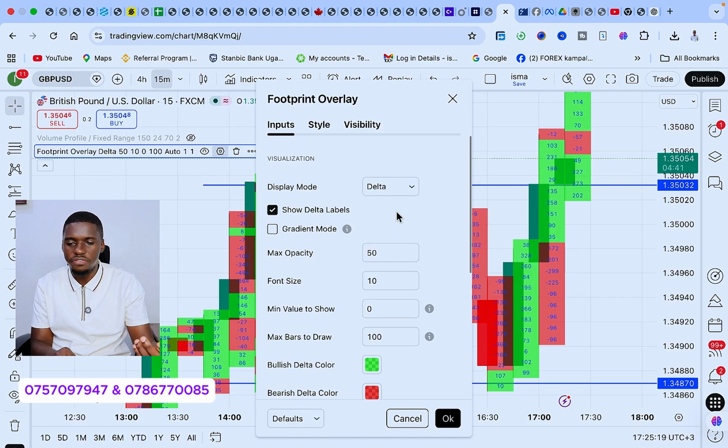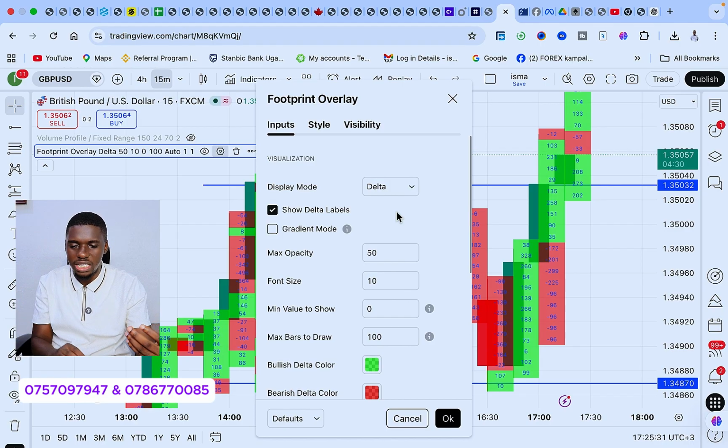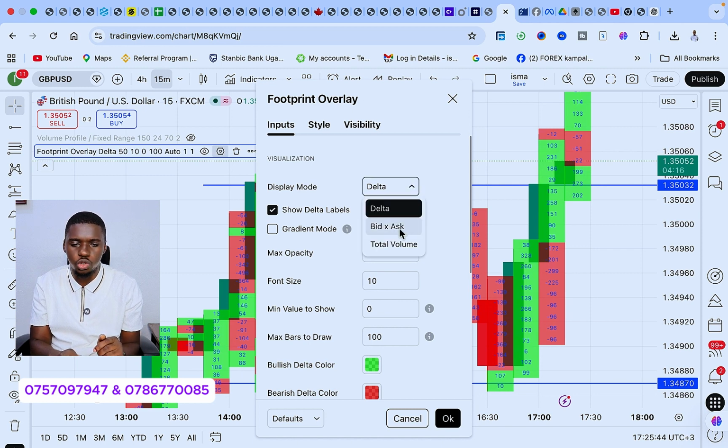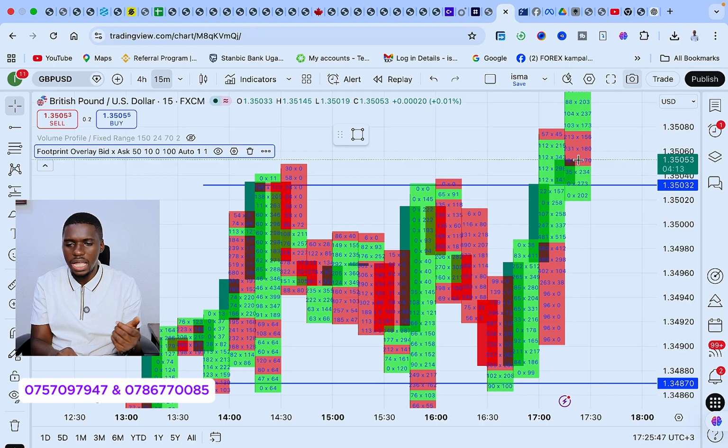And delta is generally the difference between the buyers and the sellers. If you subtract the sellers from the buyers, what you get is generally the footprint. If you get a negative, just know it's a sell; we're experiencing sellers, the sellers are in control of the market. If you get a positive, it means that the buyers are in control of the market. So I advise that you choose the bid and ask, and it will automatically change here, and you'll be in a position to see that.